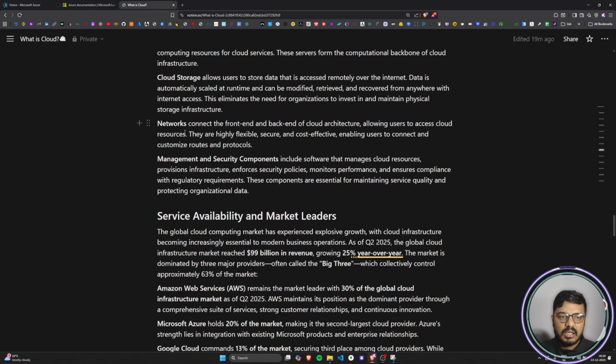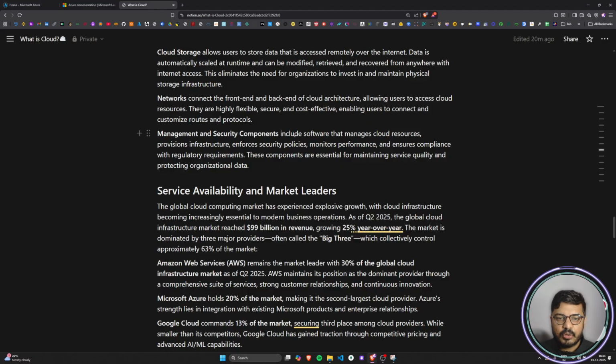of the storages. Then come the networks. Networks connect the front end and back end of cloud architecture, allowing users to access cloud resources. They are highly flexible, secure, and cost effective, enabling users to connect and customize routes and protocols. Networks will handle the authorization and authentication of the users, whether a particular user can access our application or not, whether he has access to check our database or not, and things like that. All these things will be managed by the network.